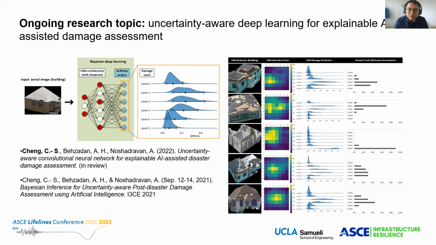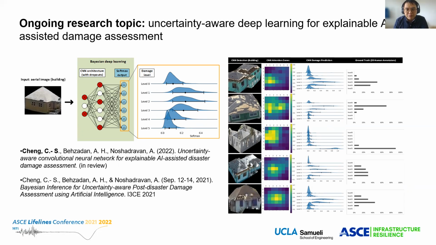We also present the CNN attention zone using class activation mapping (CAM) techniques. Interestingly, it is noticed that the trained CNN tends to classify the damage level based on the roof conditions, for example, roof cover damage and roof deck damage. This behavior is consistent with the human annotators.